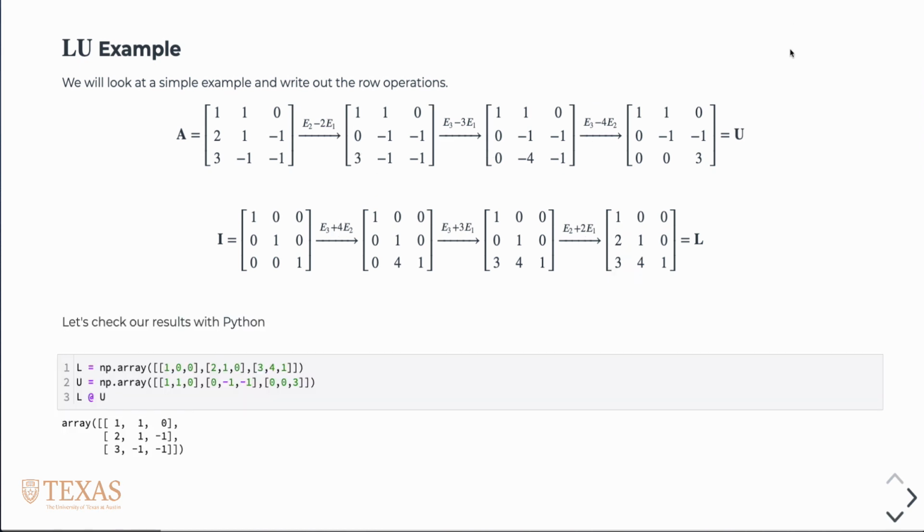So just checking our results with Python, we write out the matrices that we solved for, L and U, in terms of NumPy arrays, and then we'll use the multiplication symbol. So the @ symbol in Python is the multiplication symbol for matrices. And you see that we do, in fact, get back identically the original matrix A.